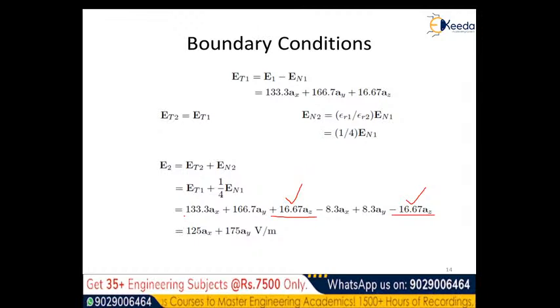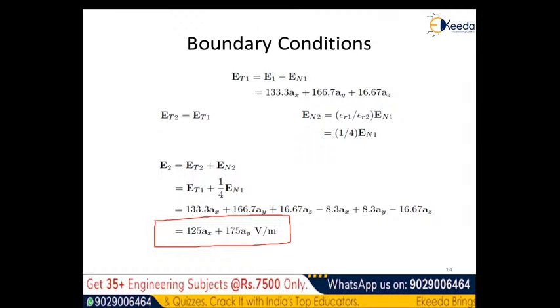From 133.3 we subtract 8.3 and obtain 125. To 166.7 we add 8.3, and it becomes 175. So this way we have the corresponding answer for the vector E2. This is the solution to the second problem we have dealt with here.